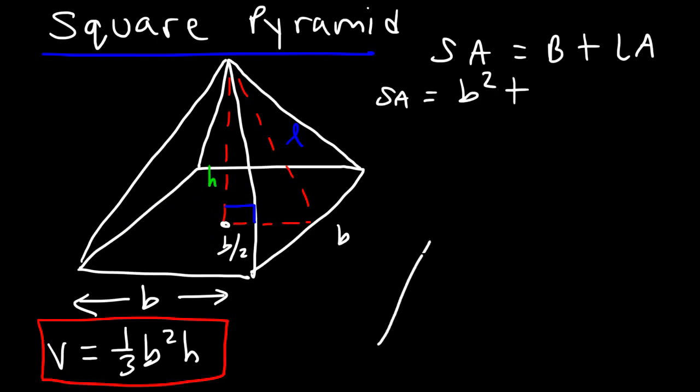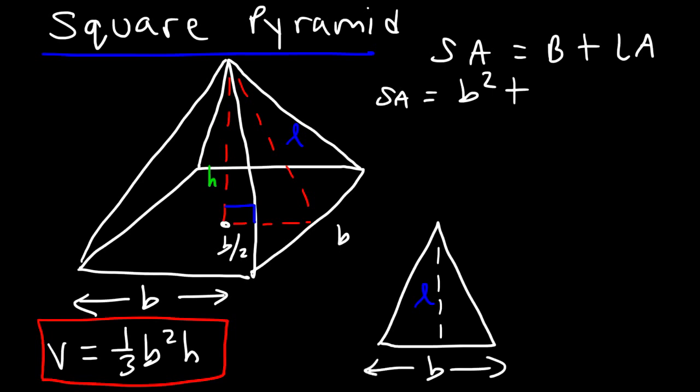So I'm going to draw one of those 4 triangular faces. The height of that triangular face is the slant height, which is L. And it has a base, B. Now we know that the area of a triangle is 1/2 base times height. The base B is the same, but the height is no longer H, it's the slant height L.